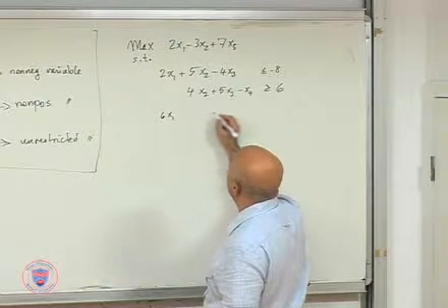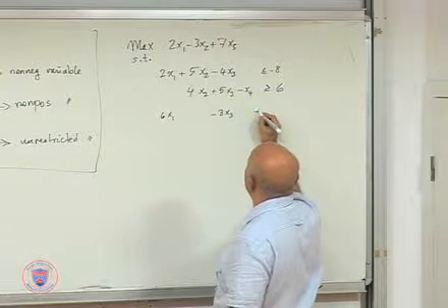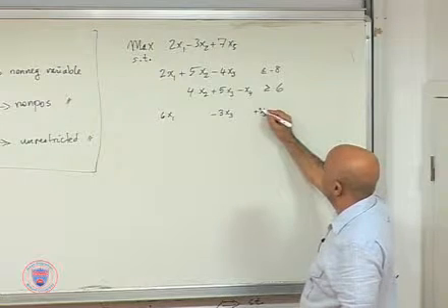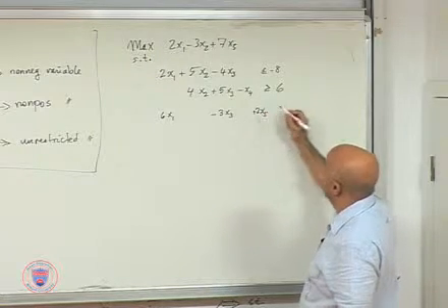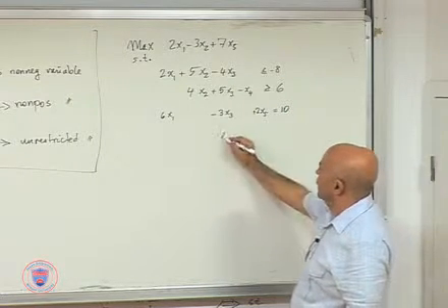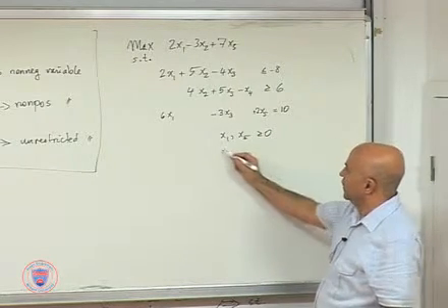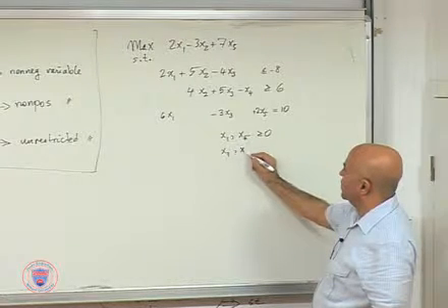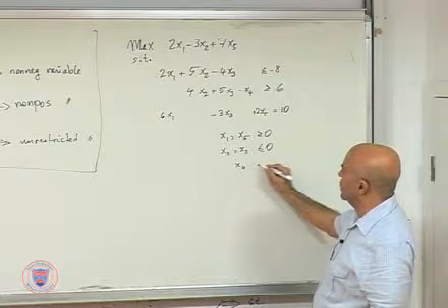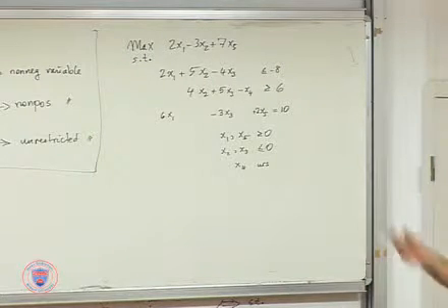Six x1 minus 3x3 plus 2x5 is equal to, say, 10. Let's make x1 and x5 non-negative. x2 and x3 are non-positive, and x4 is unrestricted in sign. Okay? Suppose that's the primal problem.